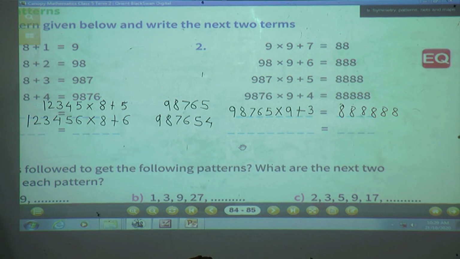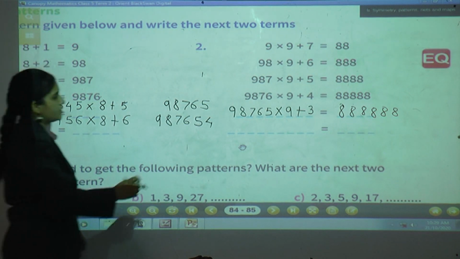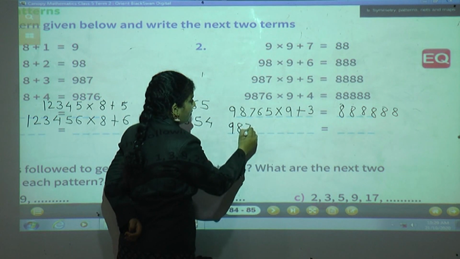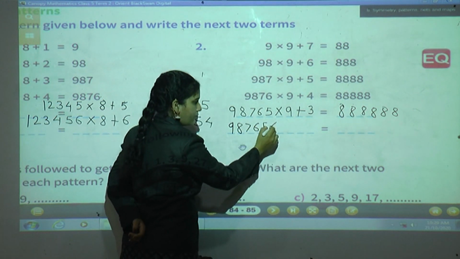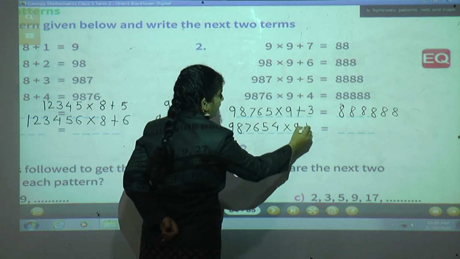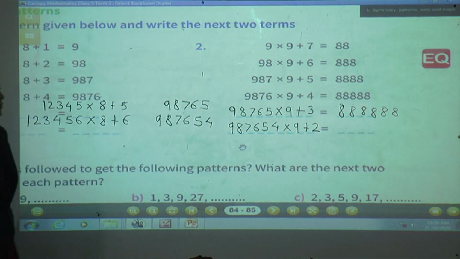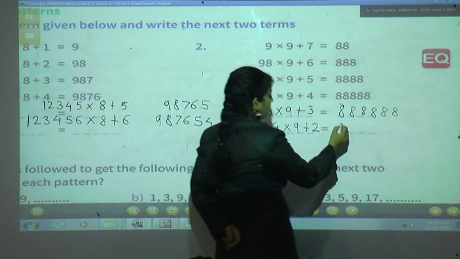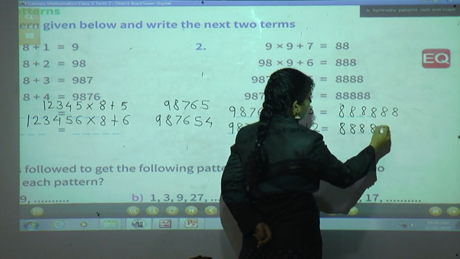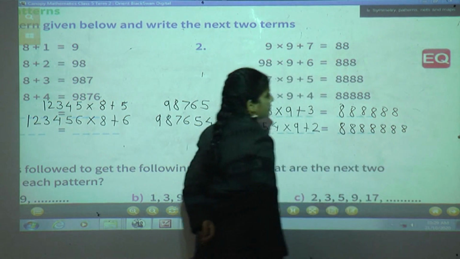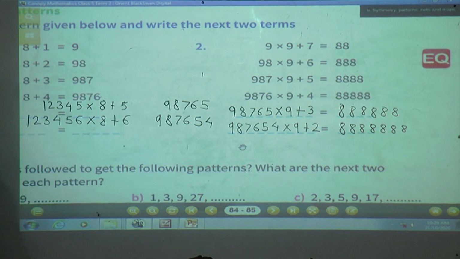Even the last one, what will come students here? See, here what will come students? 4 multiply by 9 and here 2. Okay, so the answer will be like this, isn't it? So all of you understood the patterns? Okay, now exercise 6.4.